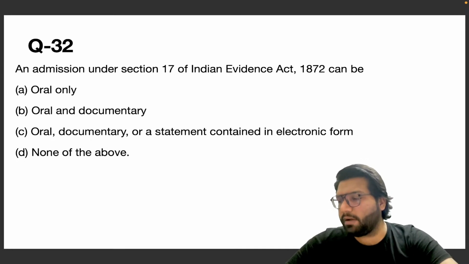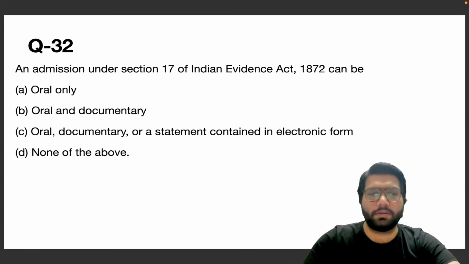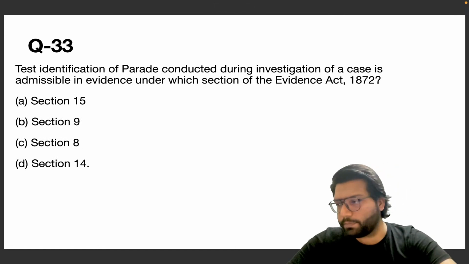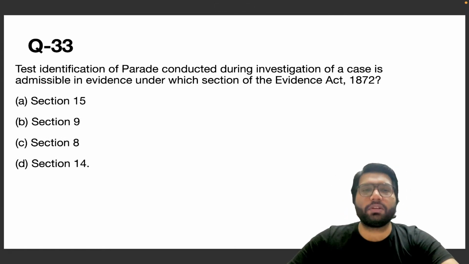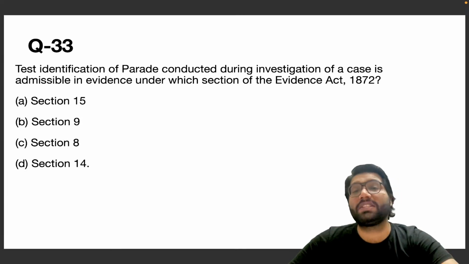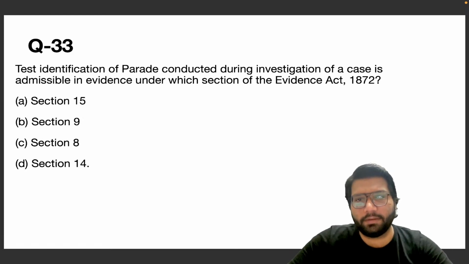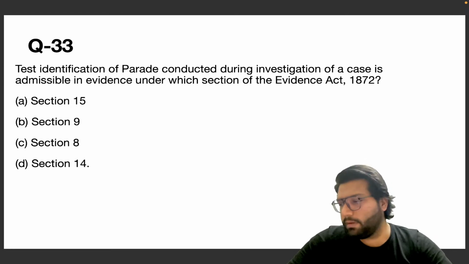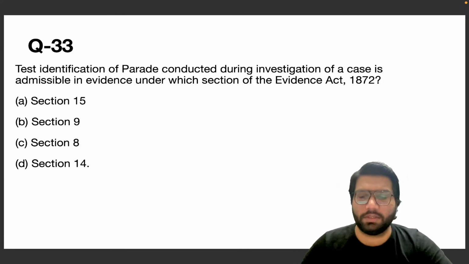First one to answer, Sapna, followed by Amit and Arshi. C is the correct answer, students. Test identification parade conducted during investigation of a case is admissible in evidence under which section of Evidence Act? First one to answer correctly, Mausami, followed by Sapna and Shalini. B is the correct answer, students.